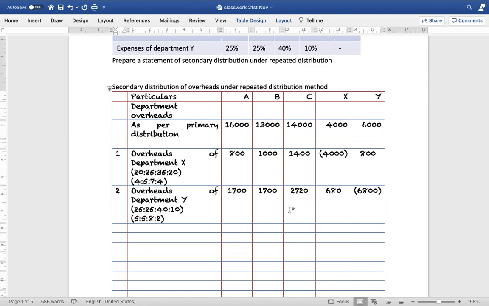Now again we have got a share for X. So again we have to go on continuing till the values of X and Y become obsolete. That is why it is called the repeated distribution method. You are going to do it repeatedly till the overheads of the service departments become nil. So now, third step, we are going to take overheads of department X.